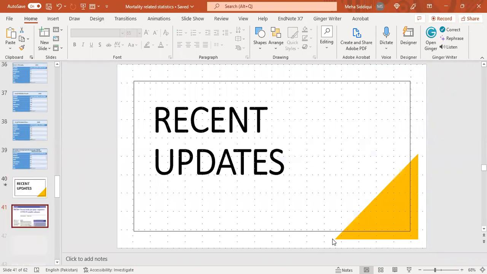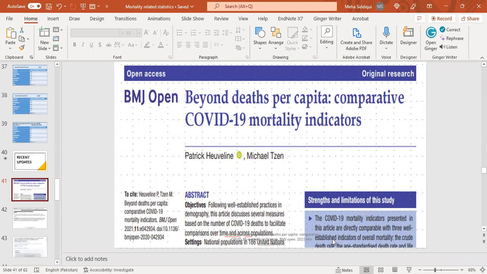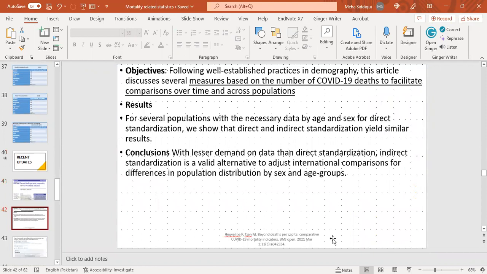Now moving on to recent updates. It is an article titled Beyond Deaths Per Capita: Comparative COVID-19 Mortality Indicators. Objectives: following well-established practices in demography, this article discusses several measures based on number of COVID-19 deaths to facilitate comparisons over time and across populations. Results: for several populations with the necessary data by age and sex for direct standardization, we show that direct and indirect standardization yield similar results. With lesser demand on data than direct standardization, indirect standardization is a valid alternative to adjust international comparisons for differences in population distribution by sex and age groups.